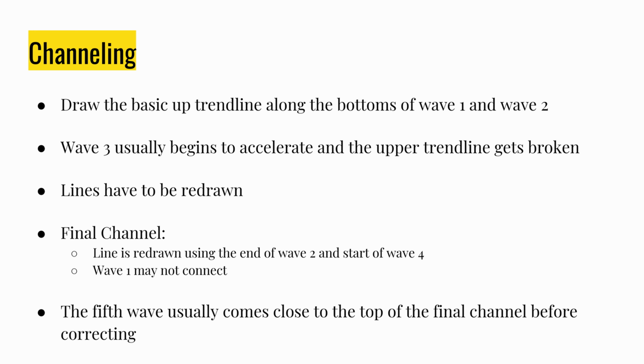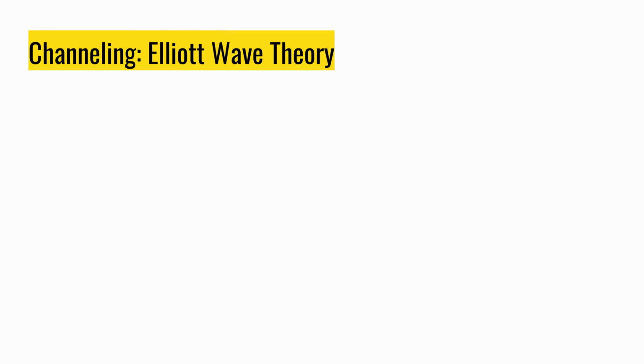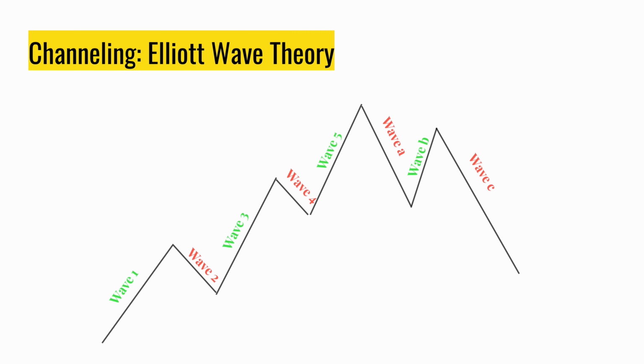And finally, the fifth wave usually comes close to the top of the final channel before correcting. Here, we see our generic Elliott wave. We first need to draw our initial trend line. This is done by finding the lows of wave 1 and wave 2. After that, we simply connect the dots.